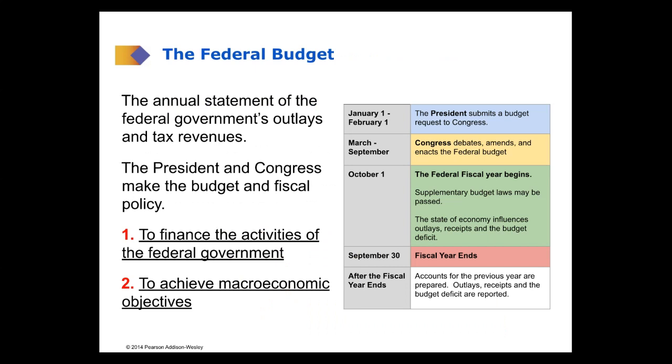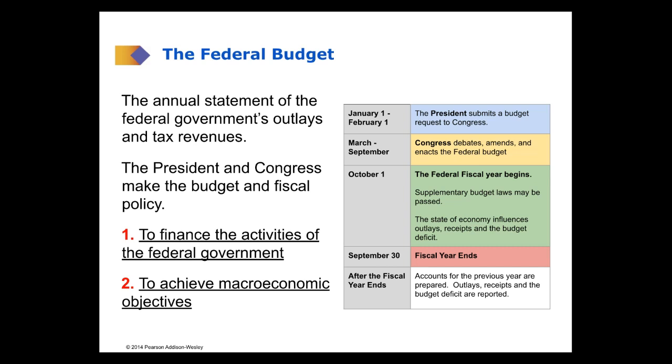So the federal budget is the process by which the Congress and the president work to establish how much money we're going to receive in taxes and other ways of raising money, and then how much money we're going to spend in each given year and where it's going to be spent. So when they put the budget together, it's really a statement about all of the outlays the government makes and all the revenues and taxes they expect to collect.